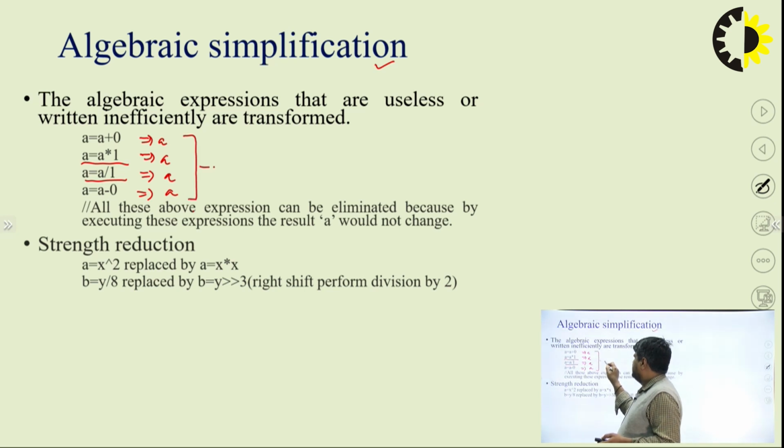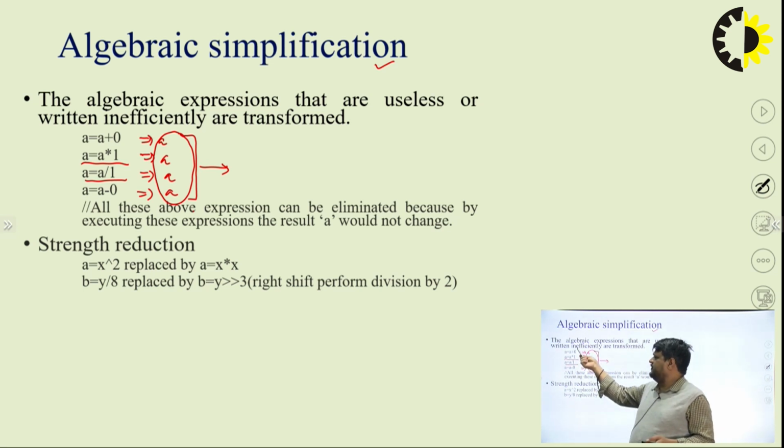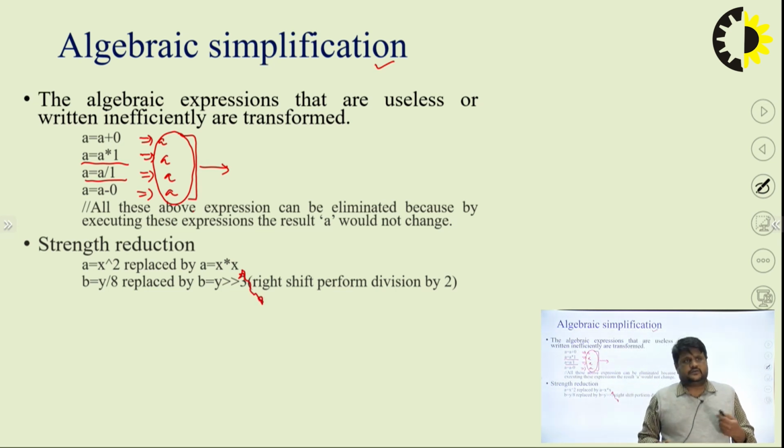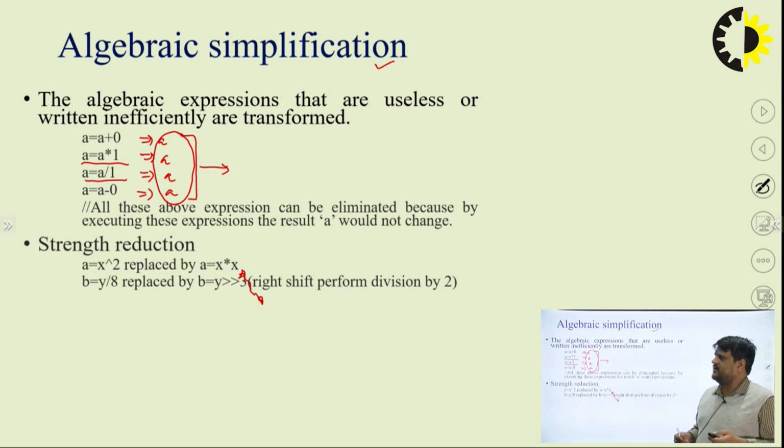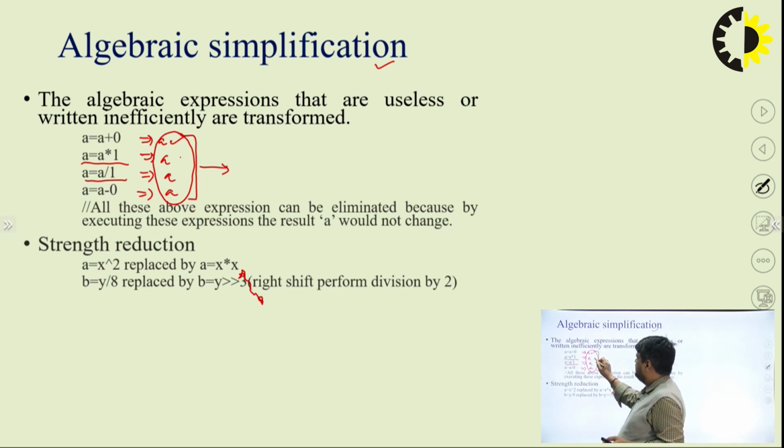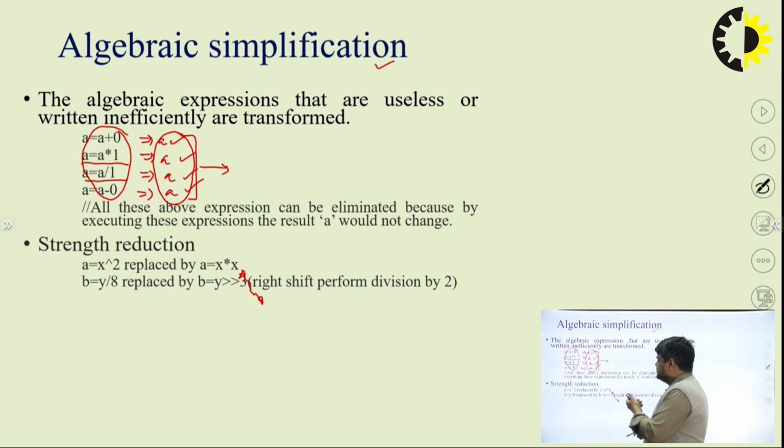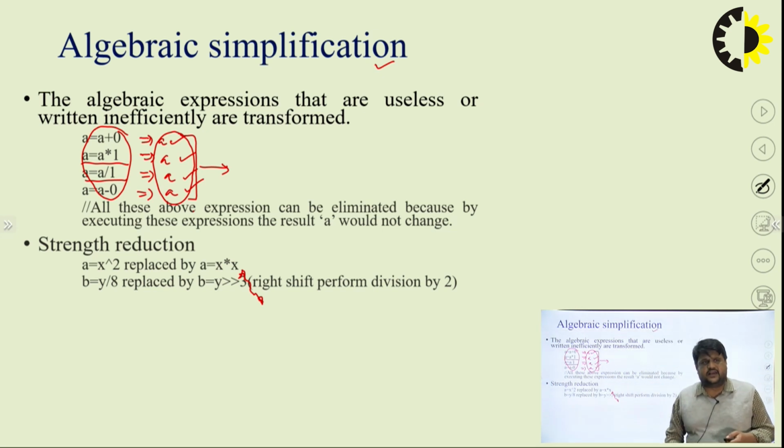So you can see here the value of a never changed when you perform the particular operation with the particular value. So algebraic expressions that are useless or written inefficiently are transformed into the efficient one. So you can directly use the efficient one instead of writing down these expressions, right or not right? So all these above expressions can be eliminated, because by executing these expressions the result of a would not change.